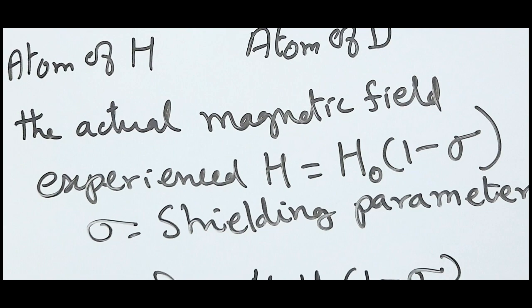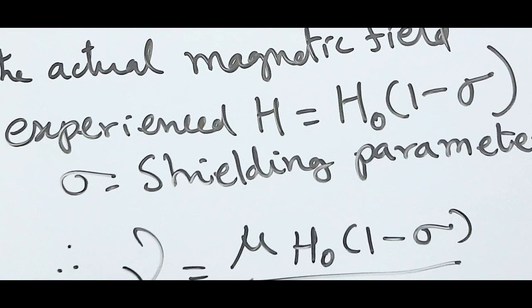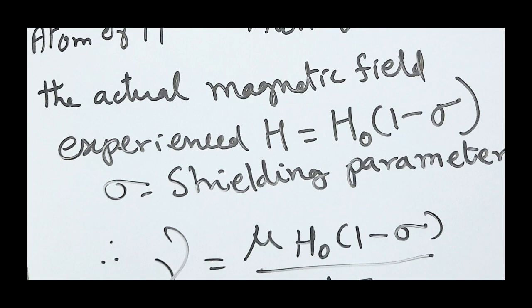Sigma is a new parameter. It is called the shielding parameter. Sigma is your shielding parameter. I told you the shielding of the nuclei differs from one nucleus to another. It depends on the atomic number, or the number of electrons present in the outer atomic orbitals. So the actual magnetic field experienced by a nucleus is given by the formula H is equal to H0 into 1 minus sigma. Sigma is your shielding parameter.